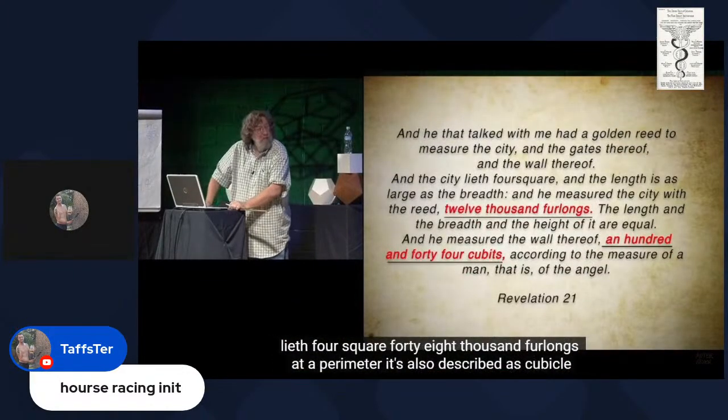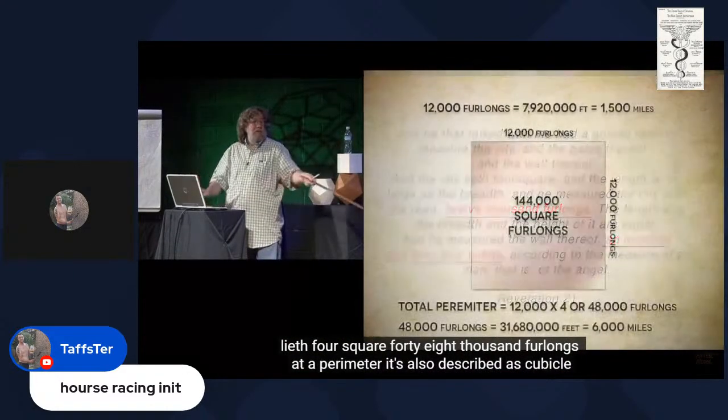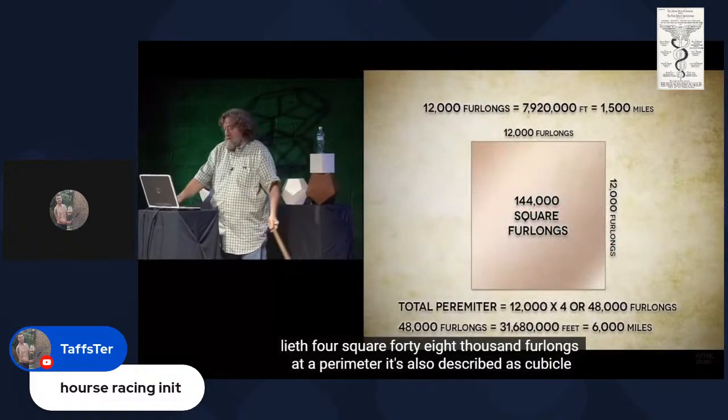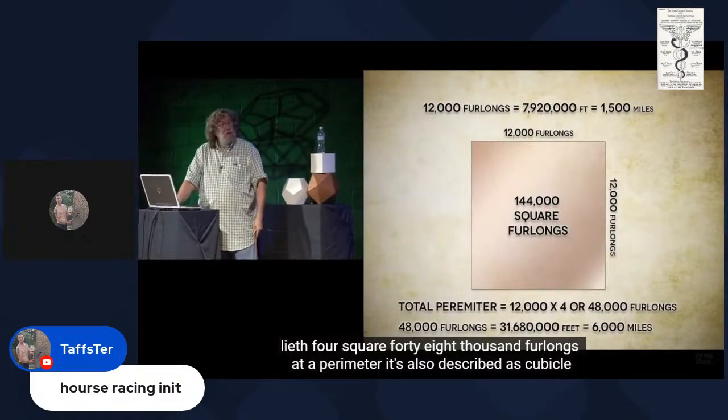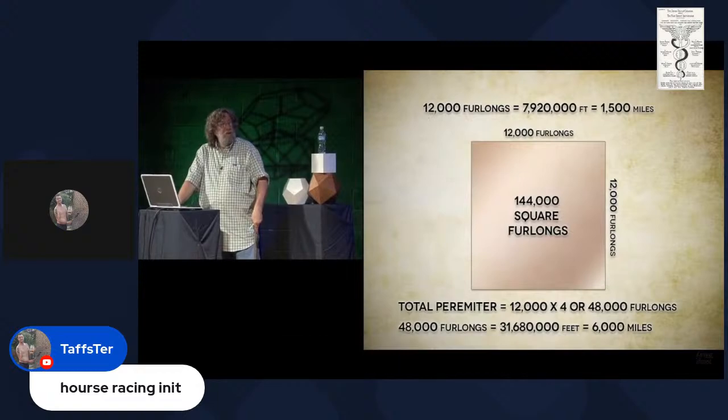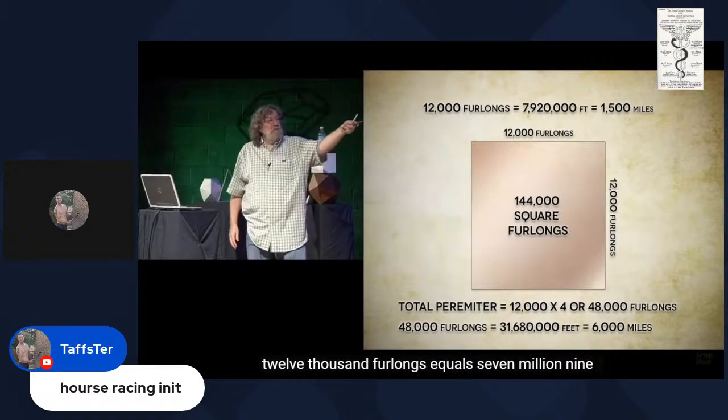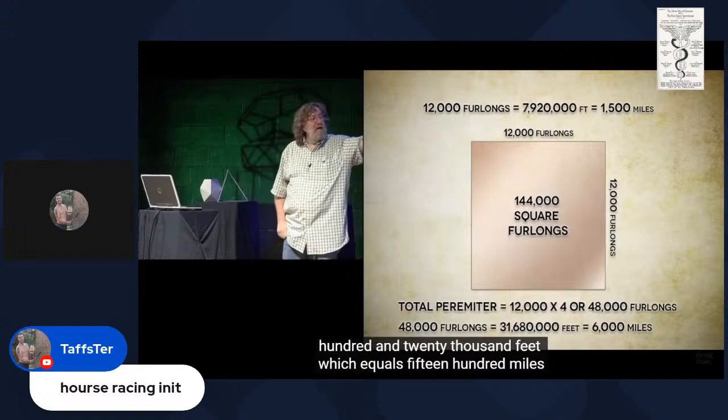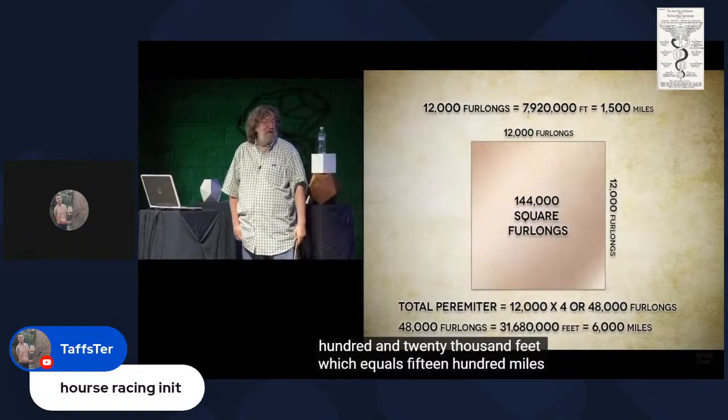There it is, 12,000 furlongs. The city lieth foursquare. 48,000 furlongs on a perimeter. It's also described as cubical. 12,000 furlongs equals 7,920,000 feet, which equals 1,500 miles.